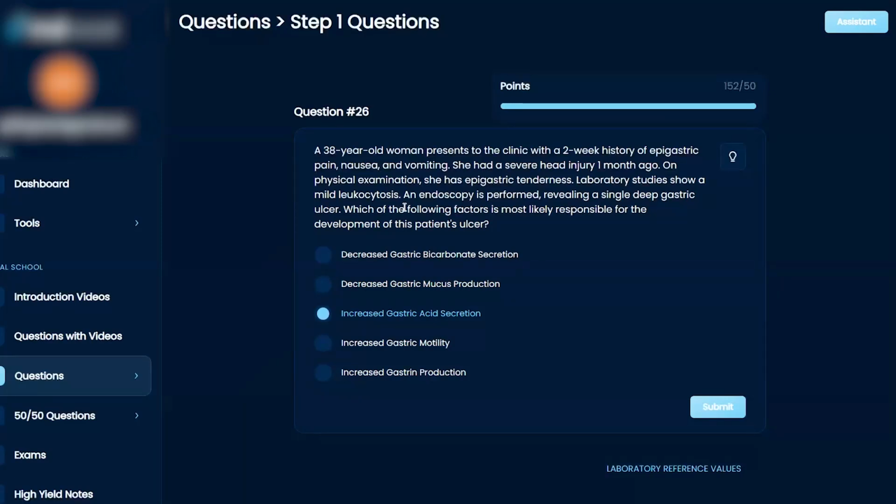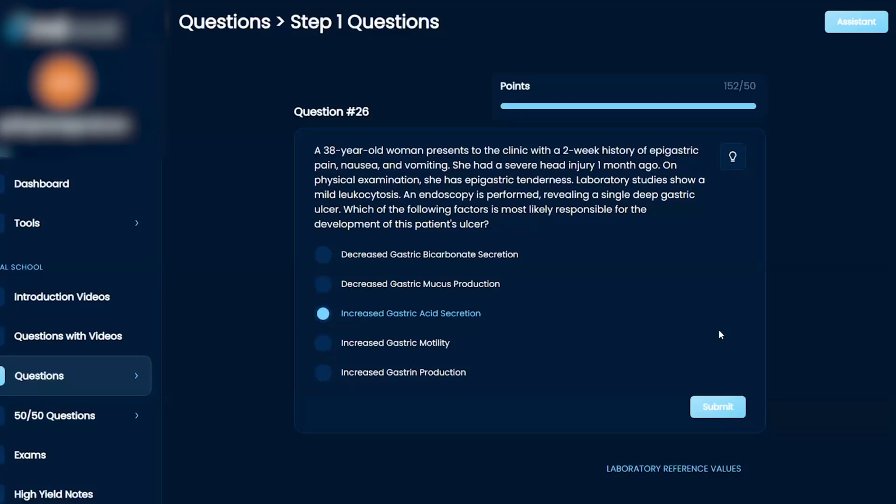But that's kind of what I'm going with. I'm thinking it's going to be that increased secretion of gastric acid. Another thought I'm having is gastric mucus production, but I'm leaning more towards gastric acid secretion, so I'll probably go with that. Okay, increased gastric acid secretion. So what's your diagnosis if you were to give me a diagnosis here?